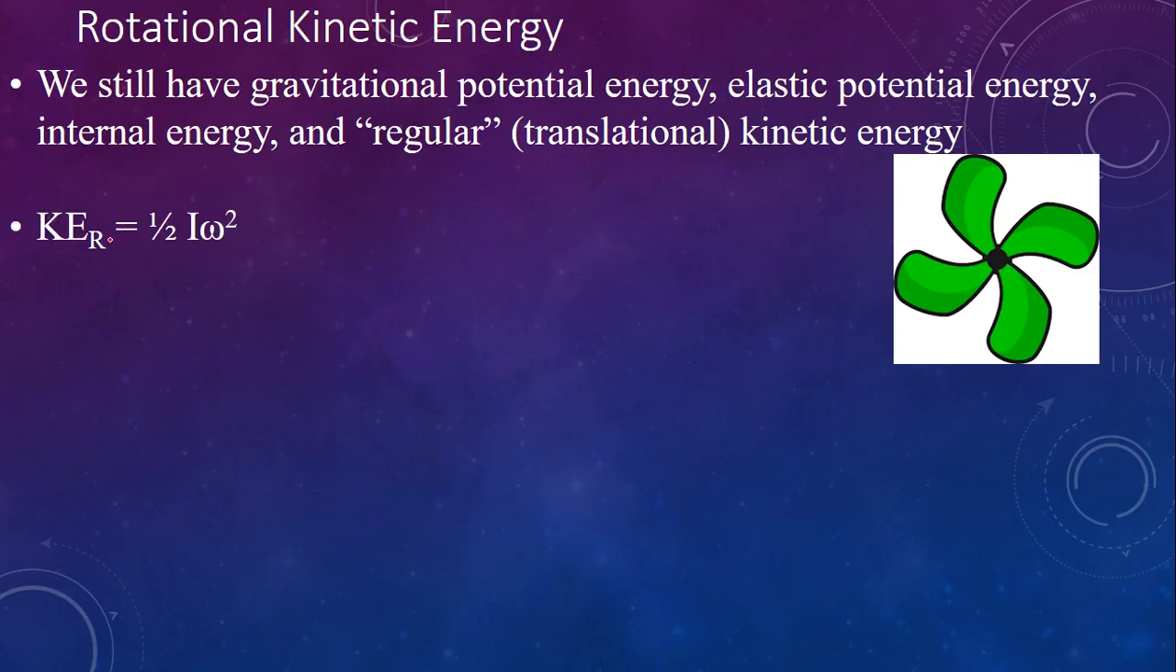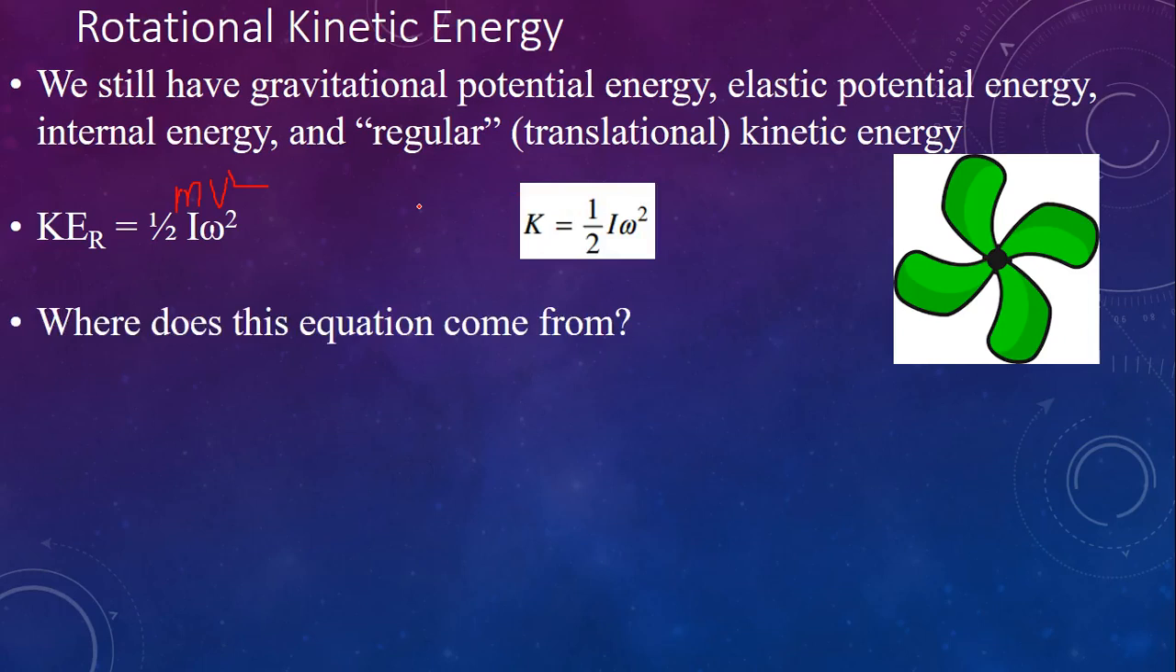So the formula is just the rotational kinetic energy is equal to 1/2 I omega squared, where I is the moment of inertia and omega is the angular speed. So I just want to point out that I is the rotational version of m, and omega is the rotational version of v. So it makes sense that this is the formula. However, I want to go into it a little bit more deeply. Oh, and this is what the formula looks like on your formula sheet. So where does this equation come from?